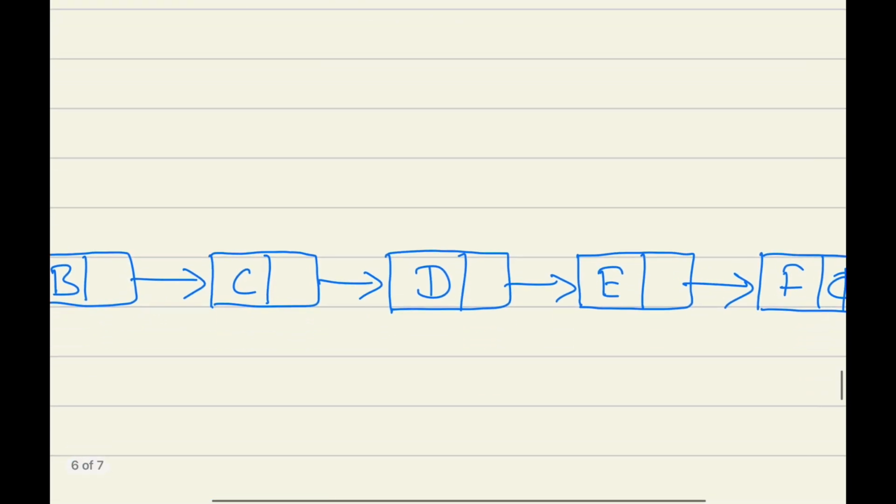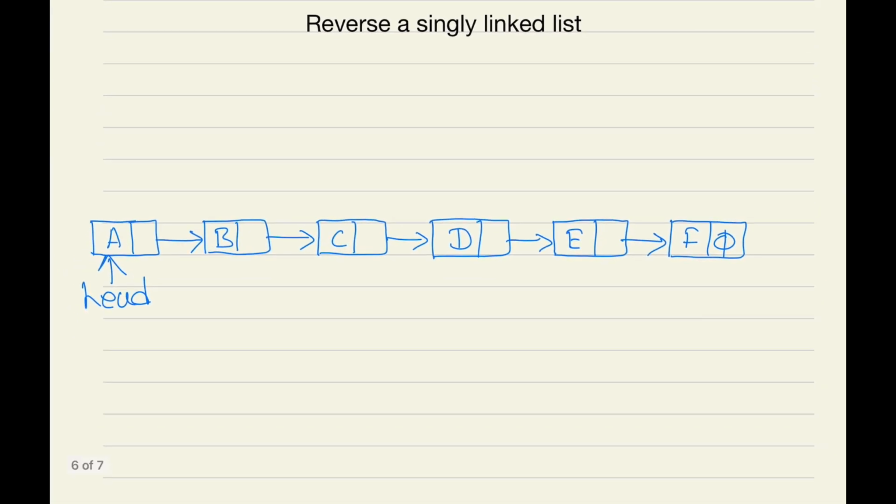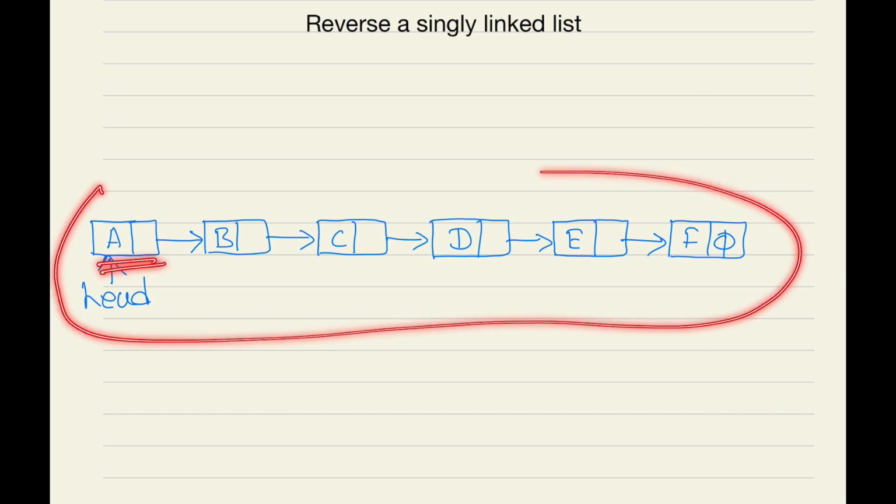So consider the linked list is given like this. Here A is one node, A is referring to B, then B is referring to C, C is referring to D, D is referring to E, and E is referring to F, and the next of F is null here. So here you can observe, F is the last node and head refers to A. So this is the given linked list.